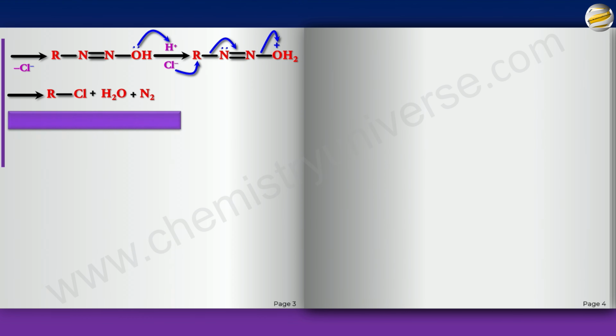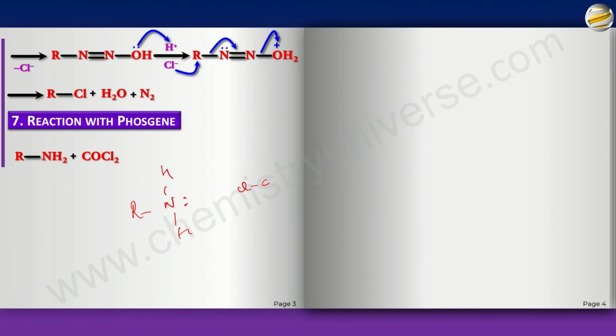Then of course comes a reaction with phosgene, a poisonous gas, COCl2. So what do we have here? The nitrogen attacks. Though the mechanism is not required, I think we can show you the mechanism. This is COCl2. The lone pair attacks and the pi bond shifts to O. And then the pi bond comes back, the Cl leaves, and the Cl takes the H, and this goes here.